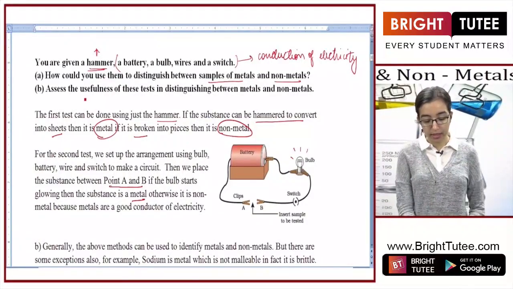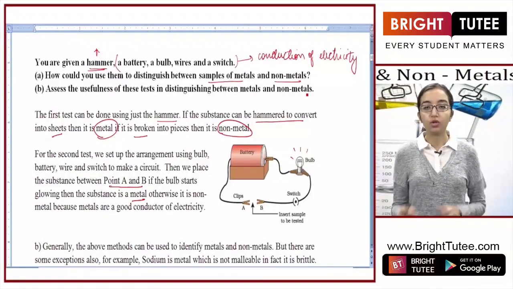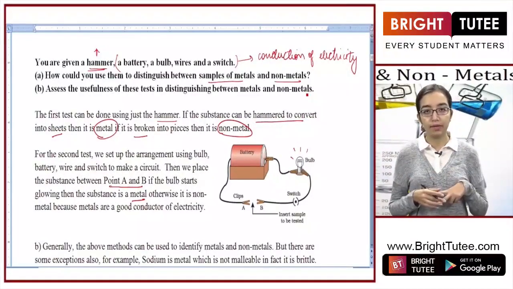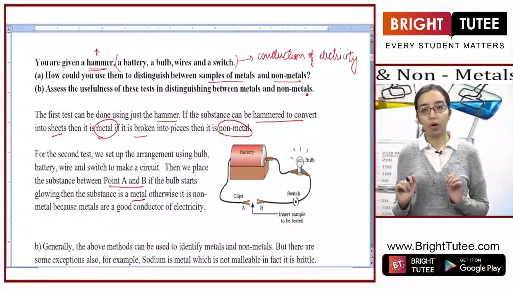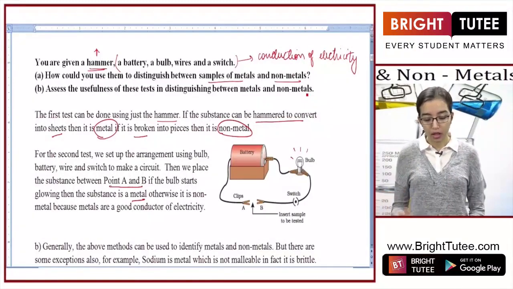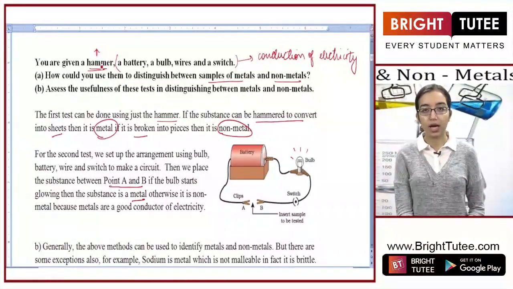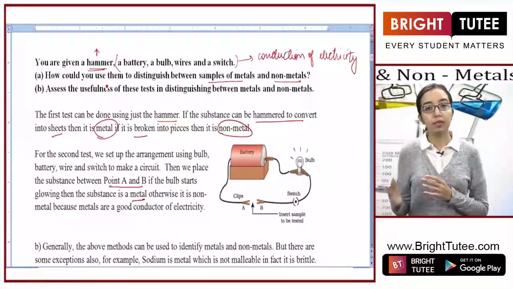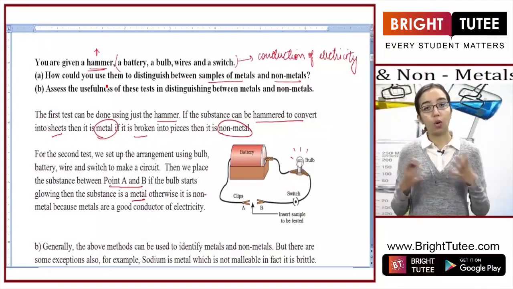Now the second part says, assess the usefulness of these tests in distinguishing metals and non-metals. So how do you tell what is the utility of these two tests that we have devised? Now these tests do not work all the time, because we have studied that there are exceptions to the basic physical properties. Although most metals are ductile and malleable, substances like sodium or potassium are not malleable and ductile. If we hammer them, they would break. They are brittle, but that does not mean they are non-metal. So this test is not all-inclusive.